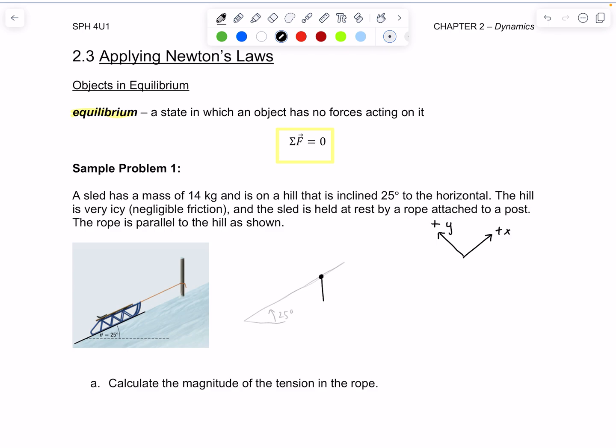There's a force of gravity acting on the sled in the downward direction, and it's equivalent to the mass times the gravitational field intensity. Since the object is being held by a rope, there's a force of tension acting up the incline parallel to the incline. The force of gravity can be broken up into x and y components.